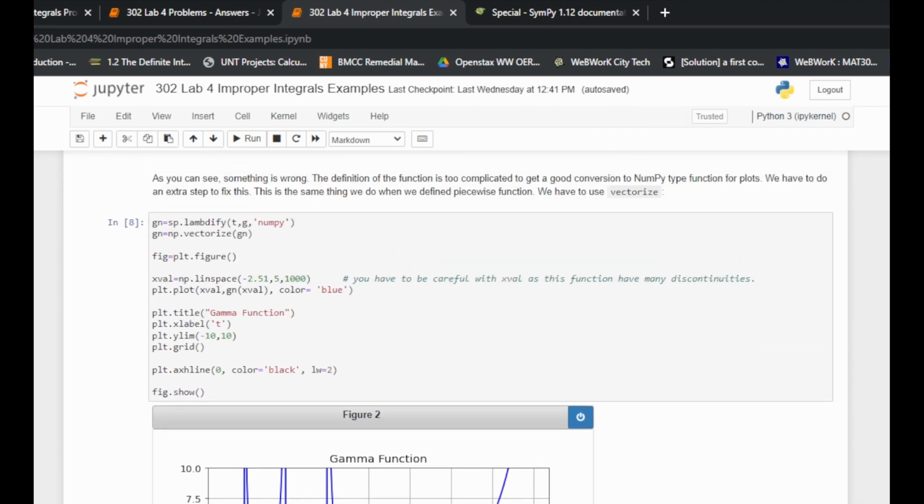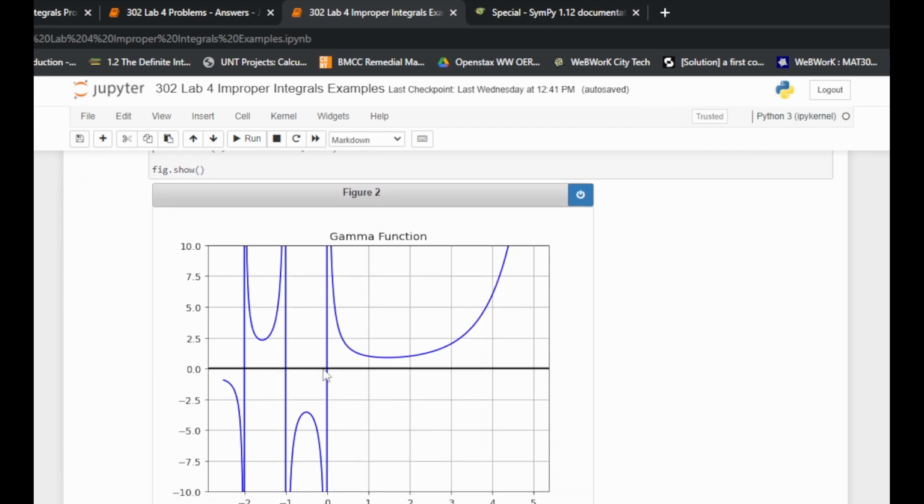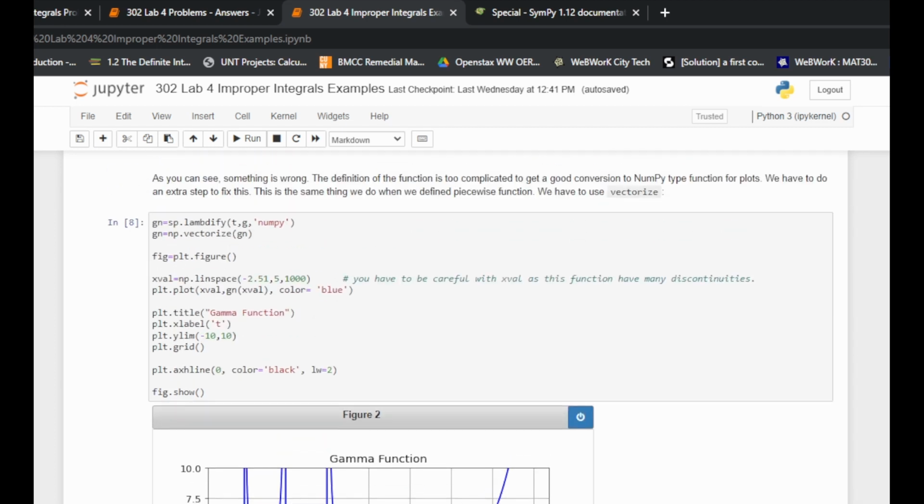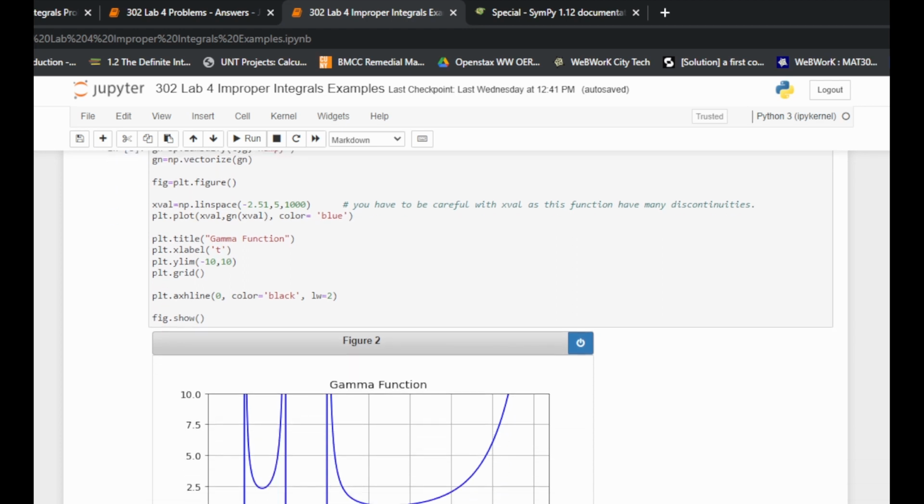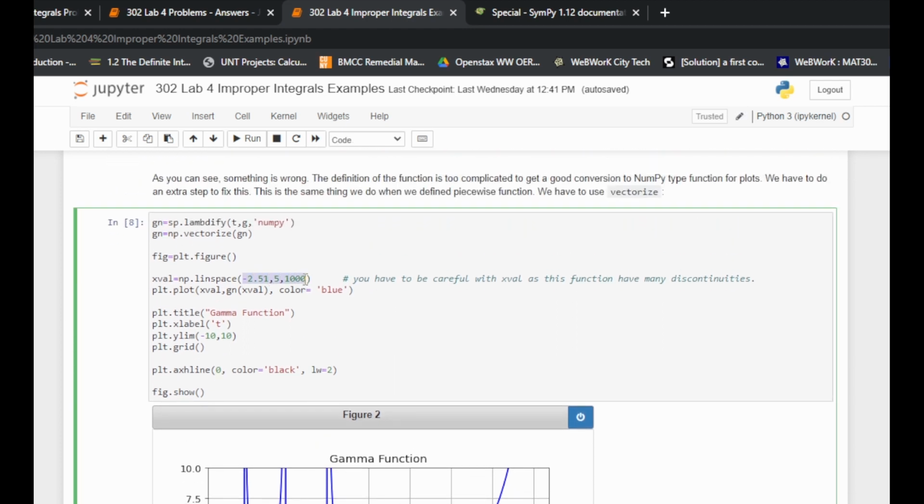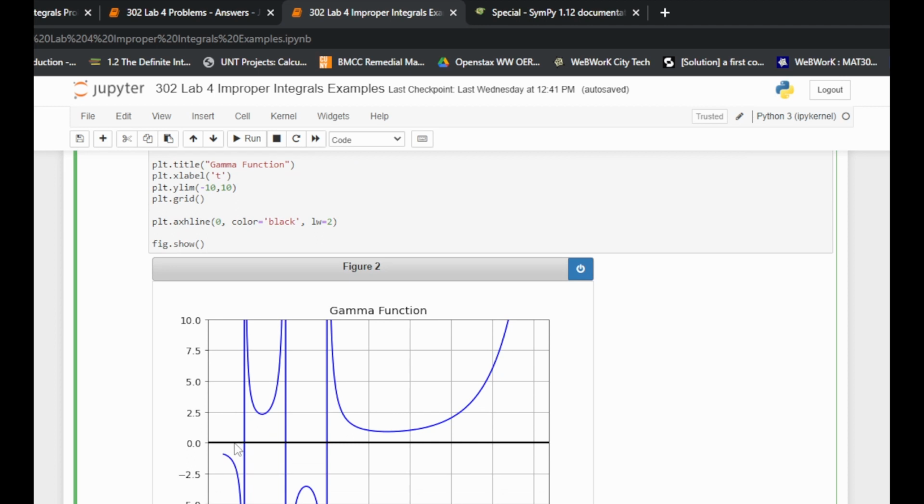One other thing I should point out here is that since we have so many vertical asymptotes, Matplotlib may fail drawing a graph if you pick one of those points. So I had to be very careful here when I created my x values for the graph. As you can see, one of my values is negative 2.51, and this is so that I don't ever hit precise integers here, negative 2 or negative 1 or 0.